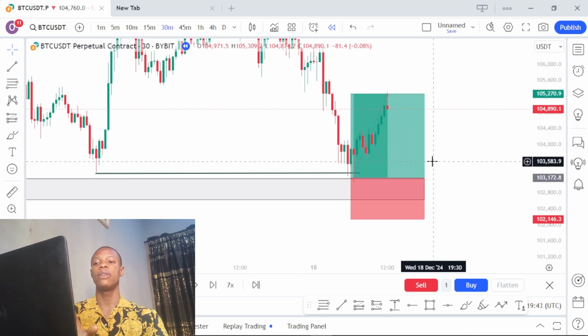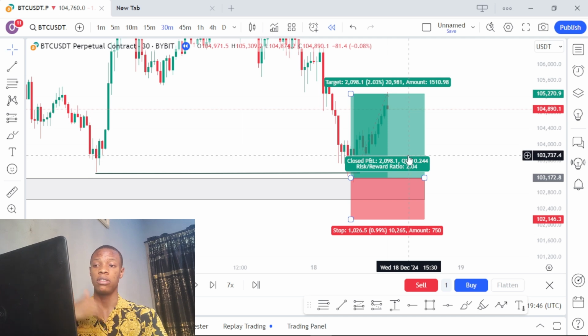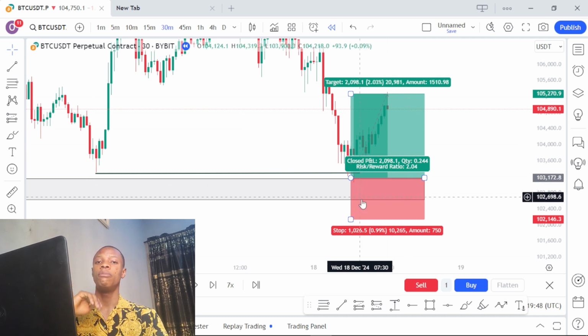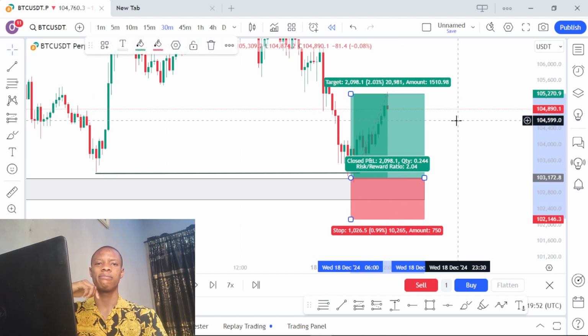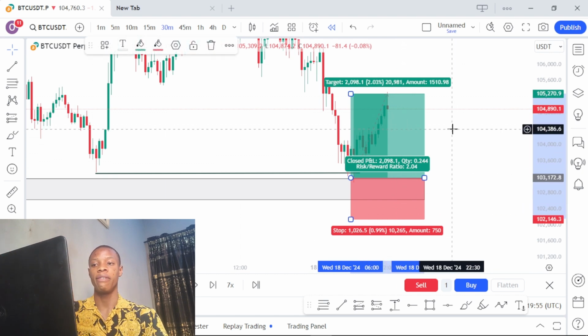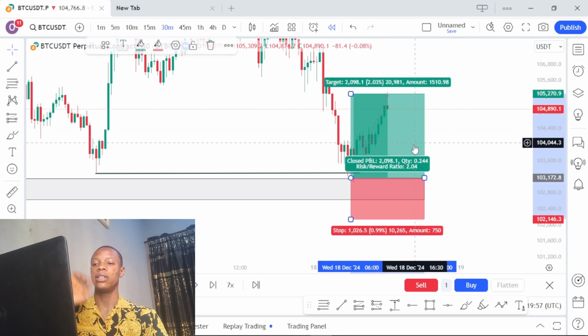So this was how I took this very trade on BTC. I've already taken $1,067 from this trade, and I've already moved to break even. I was risking about $500. I'm set to make $2,500 if it hits take profit, right? So I've already taken partial profit.